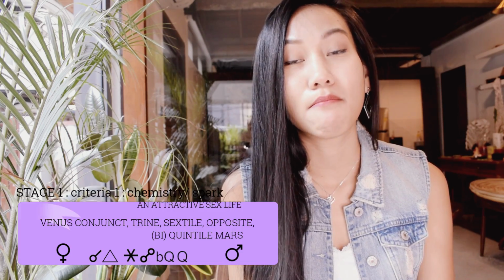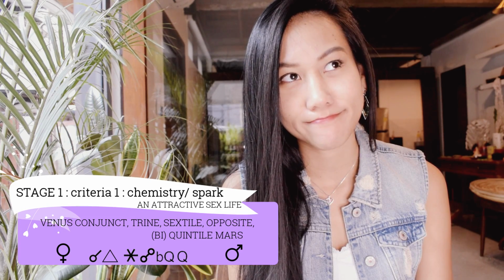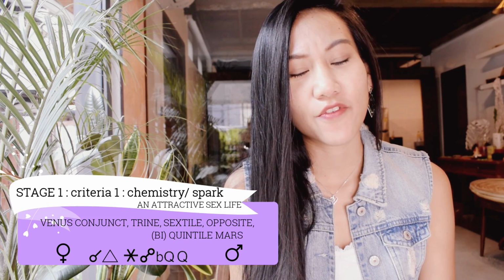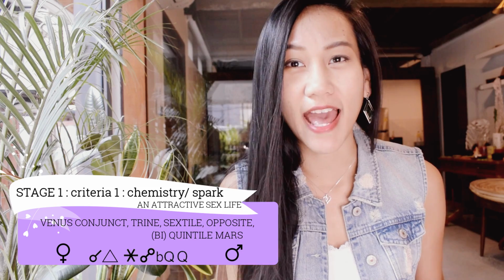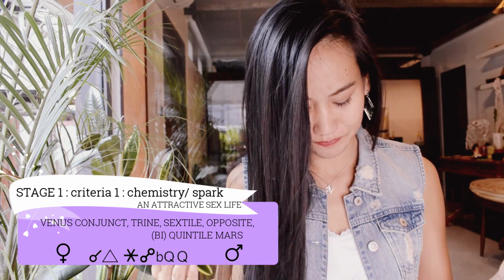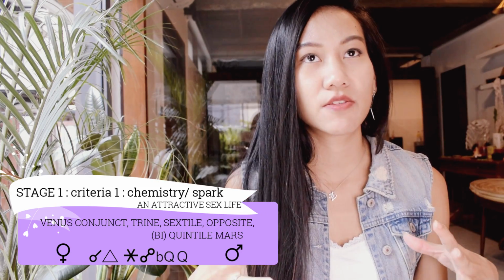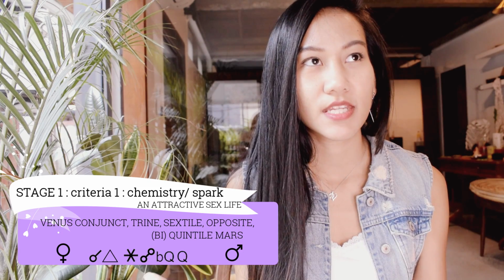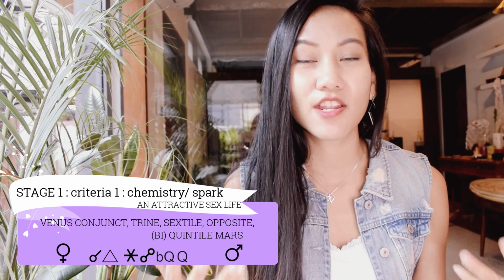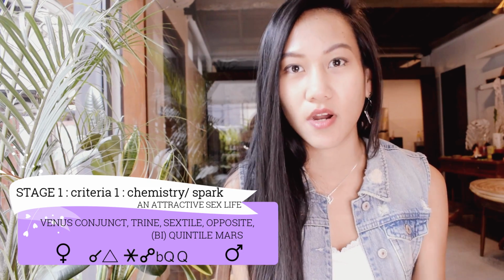You may also want to look for, of course, a Venus conjunct, opposite, quintile, biquintile, sextile, or trine Mars in the composite. This is, of course, a very physical aspect. This is showing that in the bedroom, when it comes to the physical, in the actual intercourse, it just works.